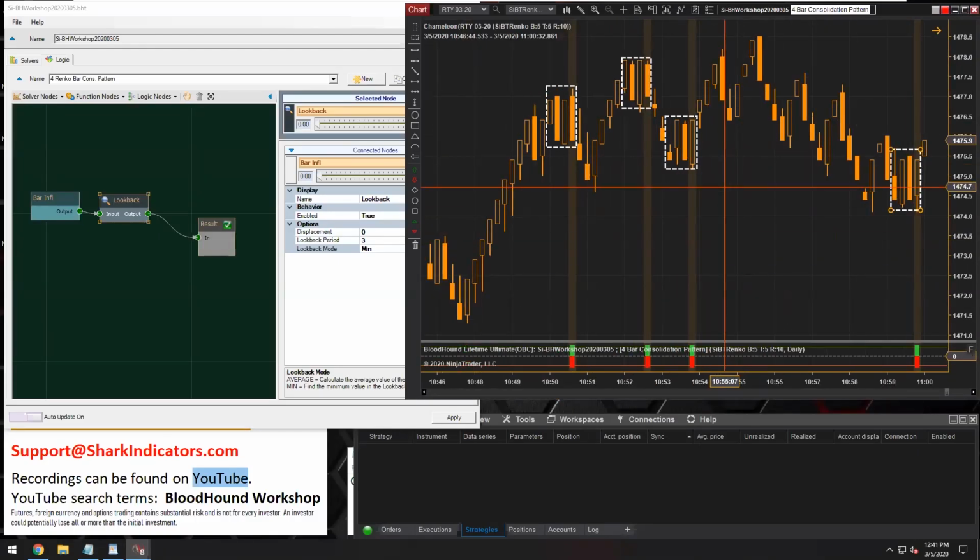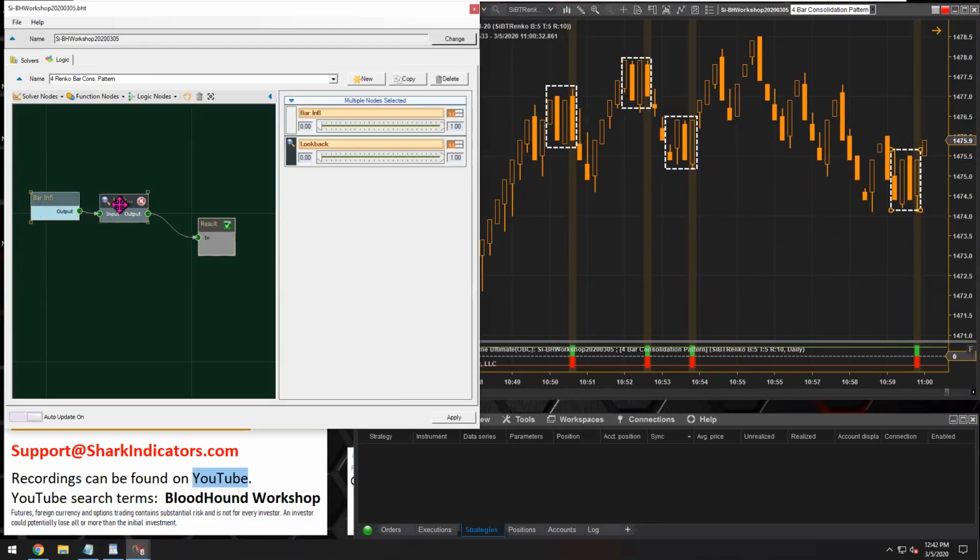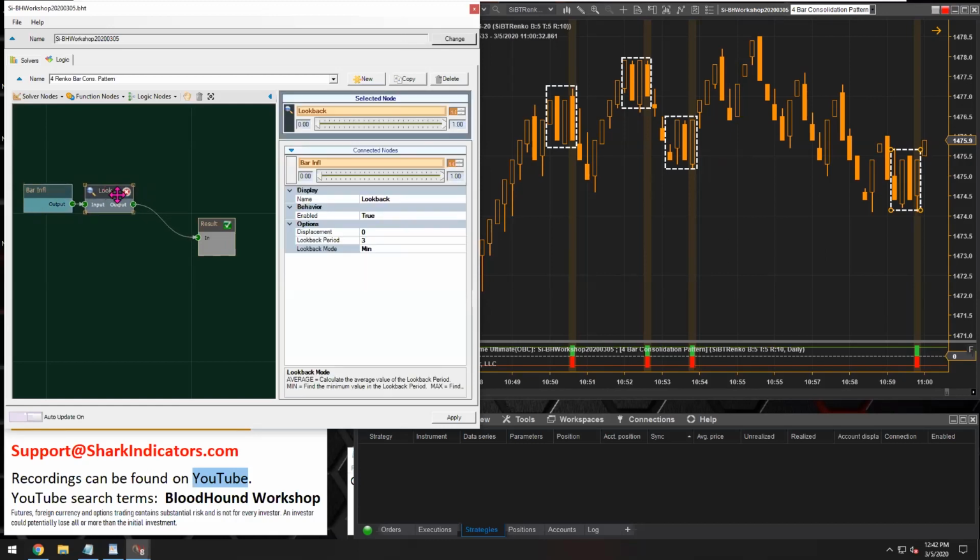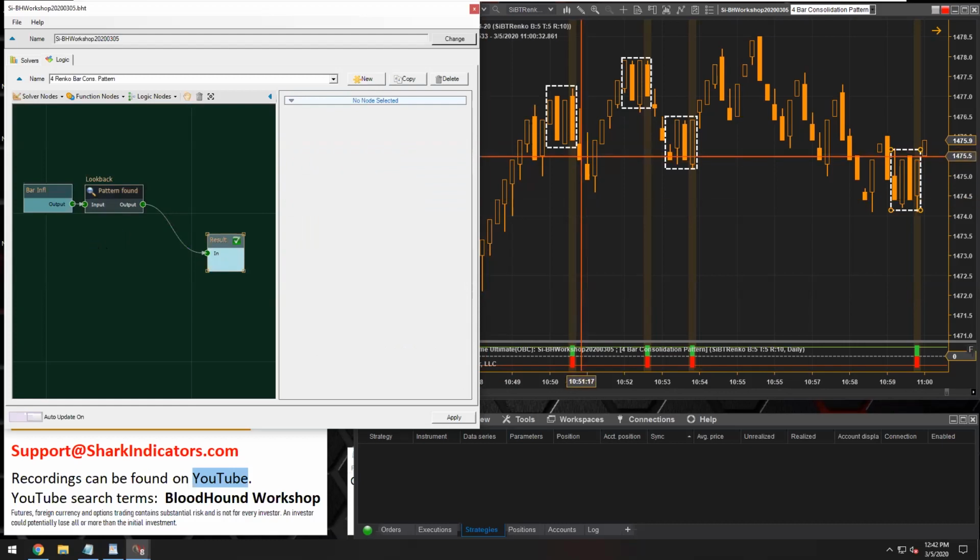All right. So this look back here is basically the pattern that's been found, which is really just at least 3 inflections, 3 bar reversals in a row. So we have a look back period of 3, and we need a minimum of 3 of them in a row. So that's the pattern found. And then we need 2 bars in the same direction afterwards.